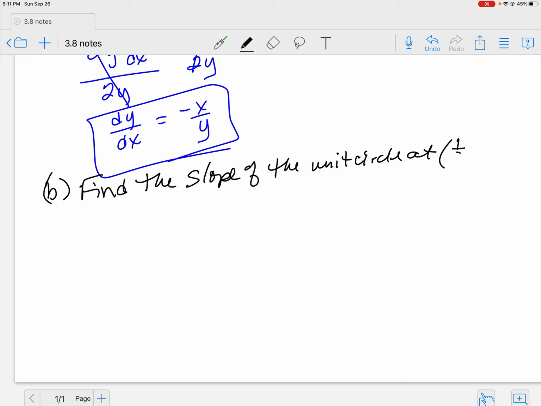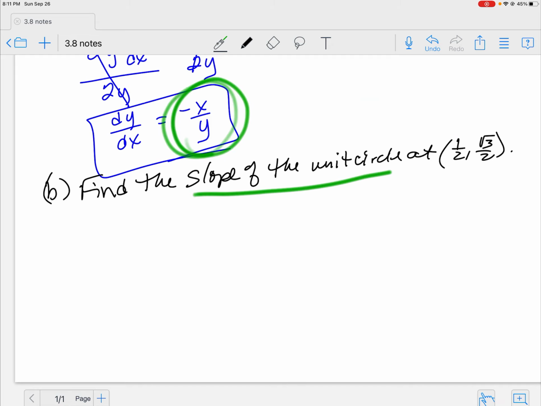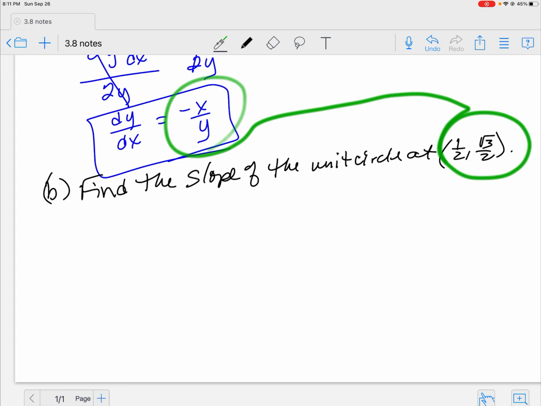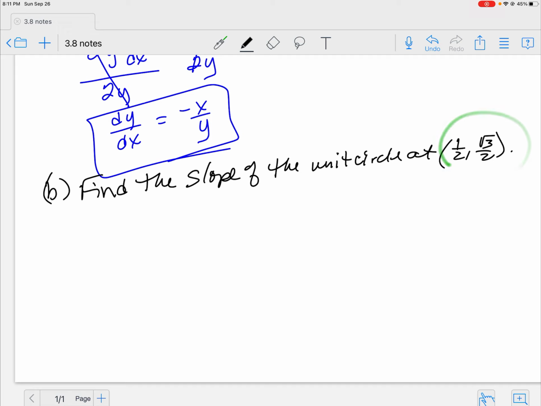So what if I want to find the slope of the unit circle at 1/2, square root of 3 over 2? Ah, so you're picking up on it. I love it. You guys are so good. I have both an x and a y. Normally, we just plug the x in because that's the only variable we have. But because I have both an x and a y, and the slope of the tangent line is the same thing as my derivative, right? We just talked about that. So I'm going to plug in both my x and my y coordinates.